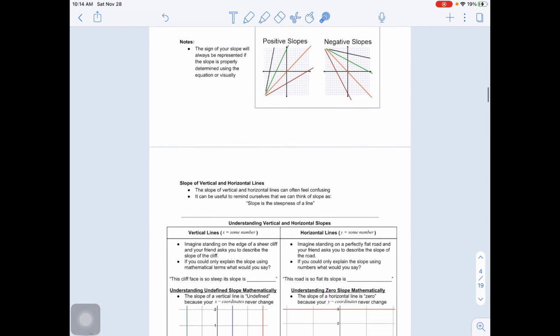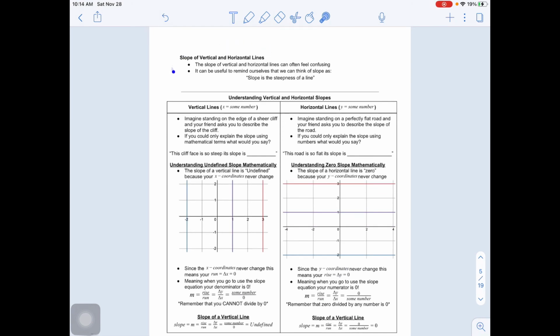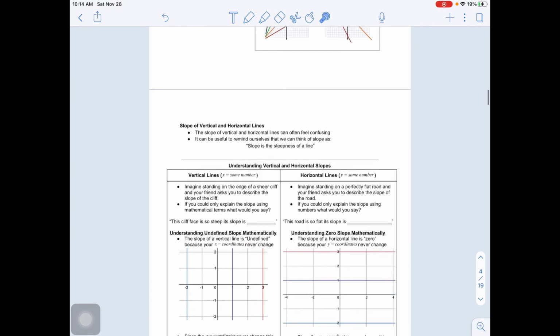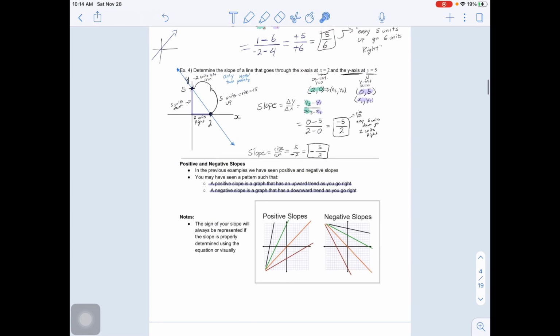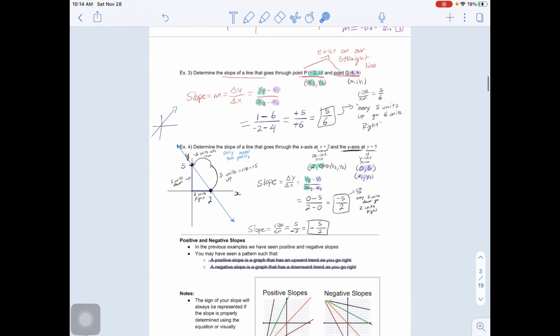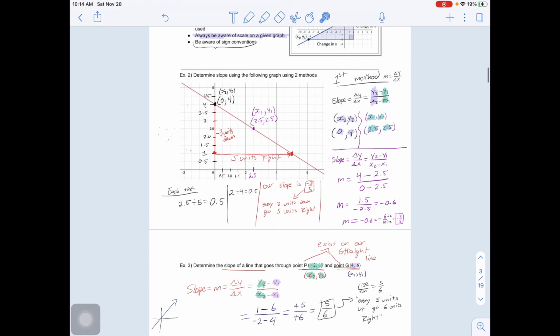The next little video I'm going to do is on what happens when you have a perfectly vertical line or a perfectly horizontal line. Okay, so I would definitely suggest practicing first finding slopes like this and then going and watching the next video. Other than that, have a good day.